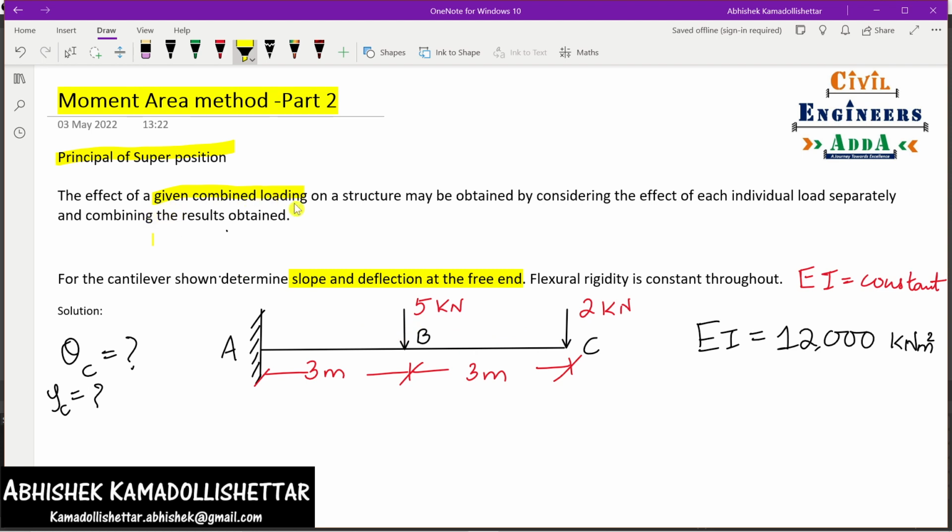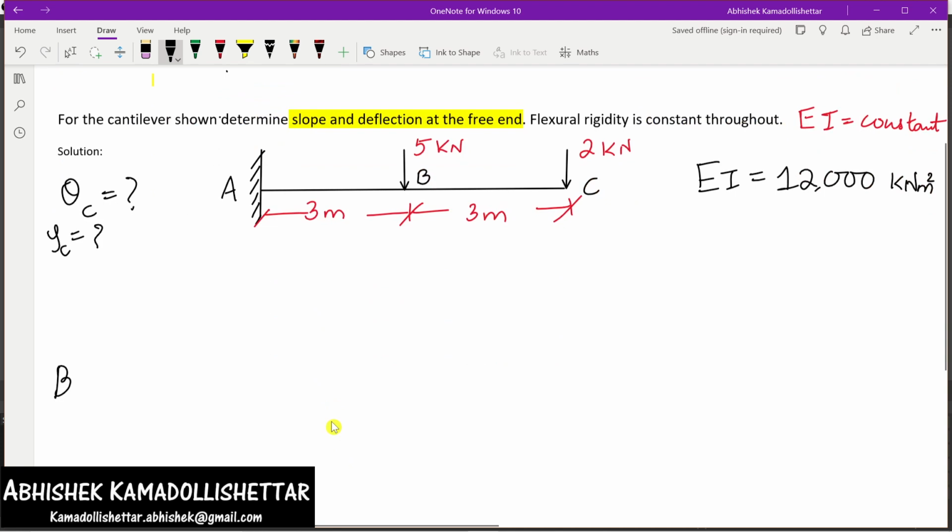So the effect of a given combined loading on a structure may be obtained by considering the effect of each individual load separately and combining the results obtained. It means if there are two loads given, we have to separately calculate for each load. We have to separately get the bending moment diagrams and all the values, and at the end we have to combine them to get our desired result. Okay, so let us understand this concept by solving a problem.